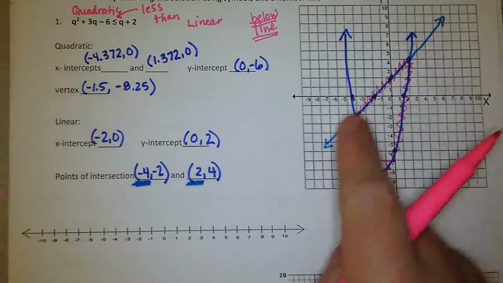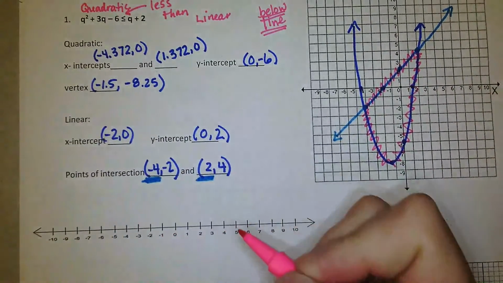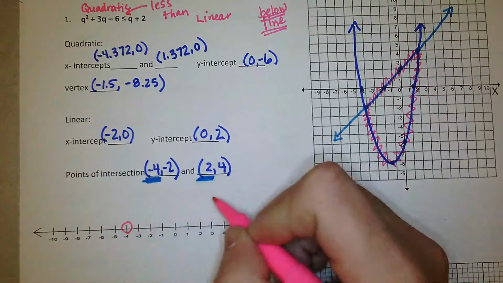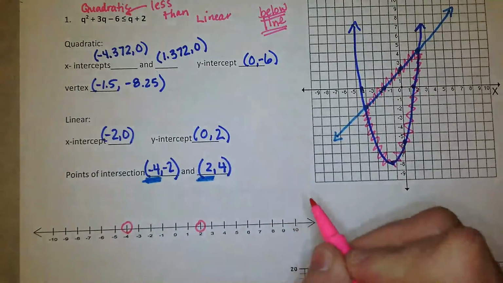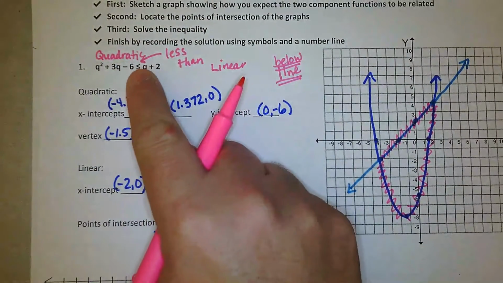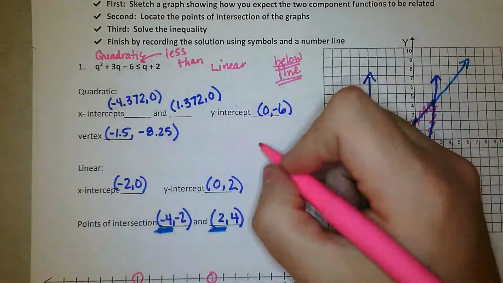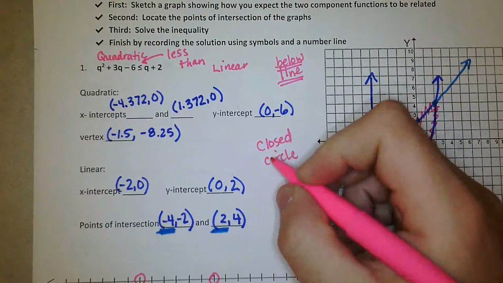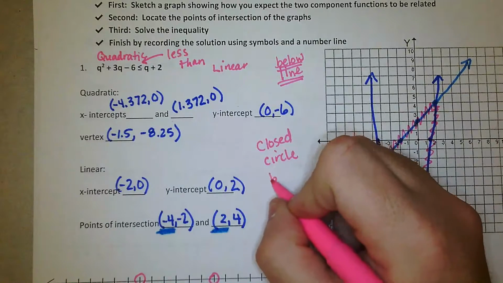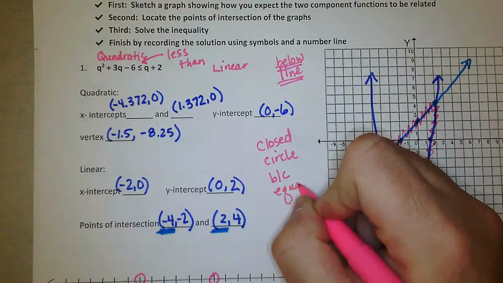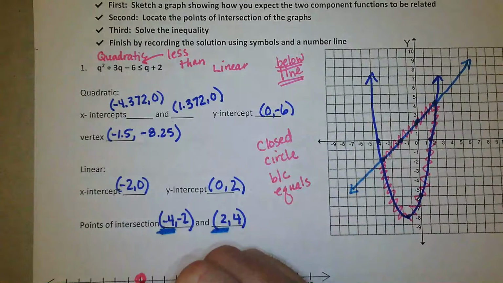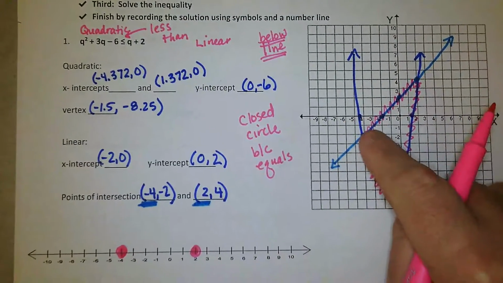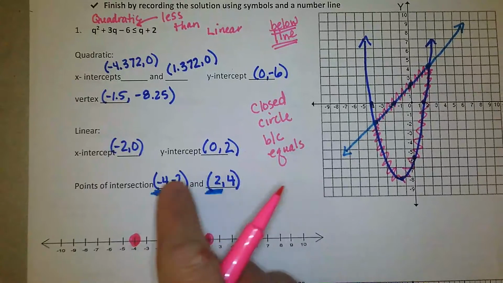Now I'm looking at the x coordinates only. So I need to have a negative 4 and I need to have a positive 2. Now what I didn't talk about was whether it was open or closed. Now this has an equal sign, so it's going to be a closed circle because of the equals. And what makes people confused is the fact that it's on a diagonal. Don't let that confuse you. You're looking at the x coordinates of your points of intersection.